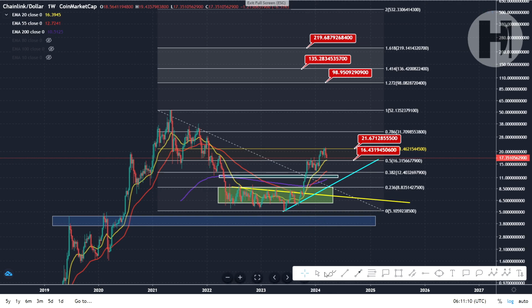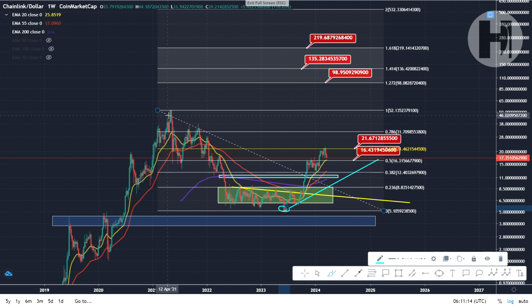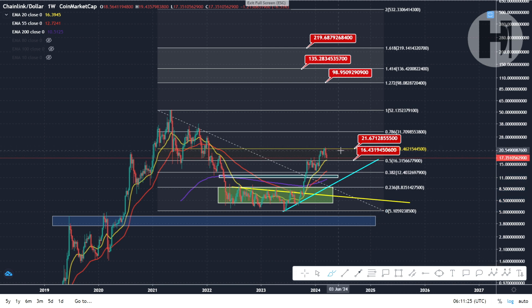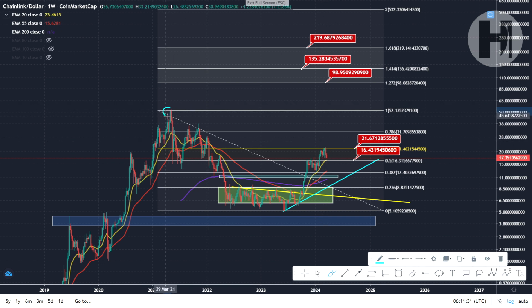Taking a look at the weekly, you can see that we have a Fibonacci retracement set up from the bottom in July 2023 to the all-time high in May 2021. We saw a nice explosion here, as you can see, bounce off the 20 MA and a move right into the golden ratio at $21.67. So this is an important retest here, because we did print the high, we did print the low, and now you're trying to come back up and you're running into the most important resistance level.